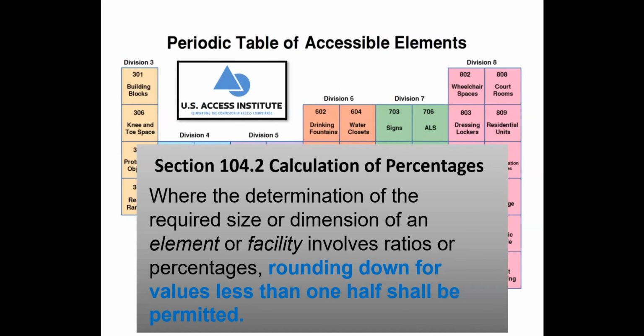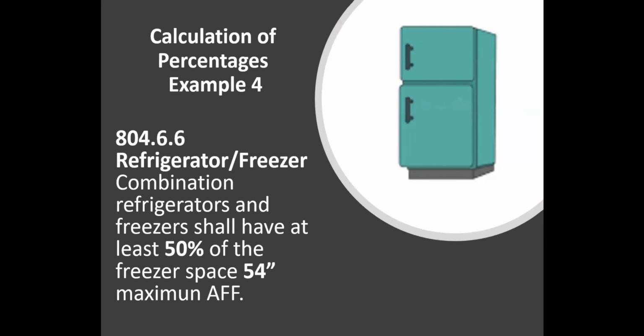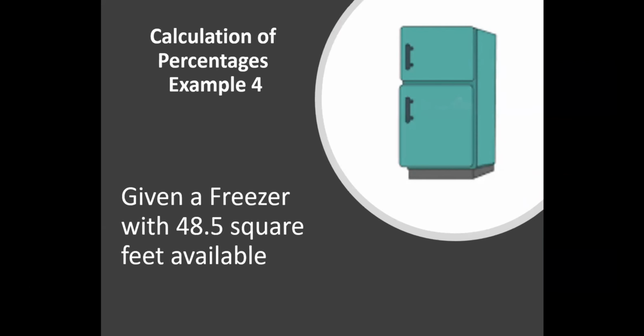All right, so now back to section 104.2, and the second part reads: where the determination of the required size or dimension of an element or facility involves ratios or percentages, rounding down for values less than 1/2 shall be permitted. All right, so on to example 4, and here we're using section 804.6.6 on refrigerator and freezers. It reads, combination refrigerator and freezers shall have at least 50% of the freezer space 54 inches maximum above finished floor. So in this example, we have a freezer with 48.5 square feet.